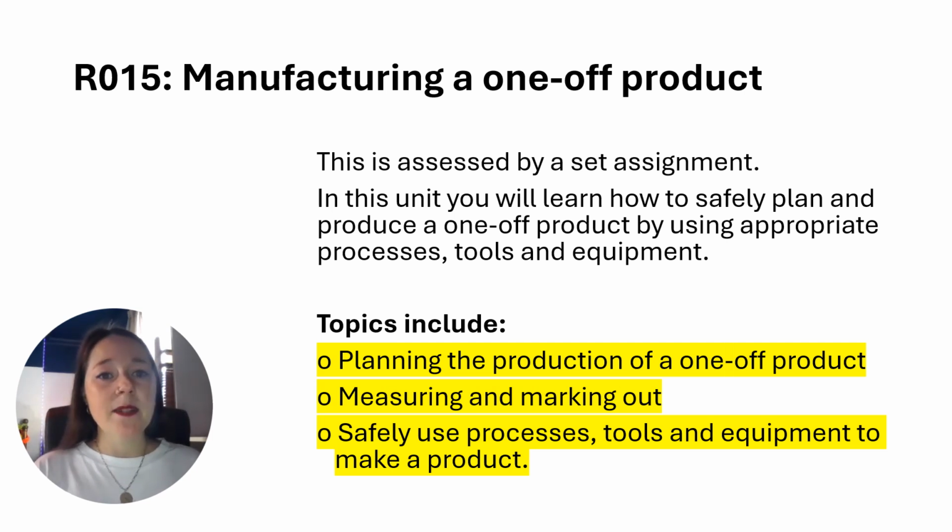The first coursework is manufacturing of a one-off product. So this is assessed by a set assignment, which basically means that you'll be given a task which you need to complete. In this unit, you will learn how to safely plan and produce a one-off product by using appropriate processes, tools, and equipment. Topics include planning the production of a one-off product, so reading an engineering drawing and creating a production plan of how you'll make that, measuring and marking out, and safely using the processes, tools, and equipment to make the product.